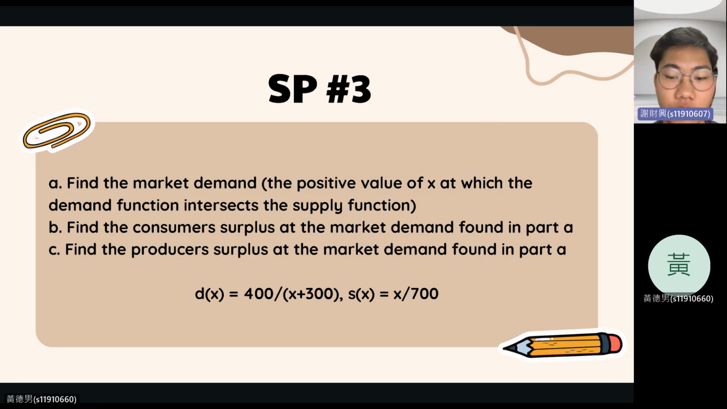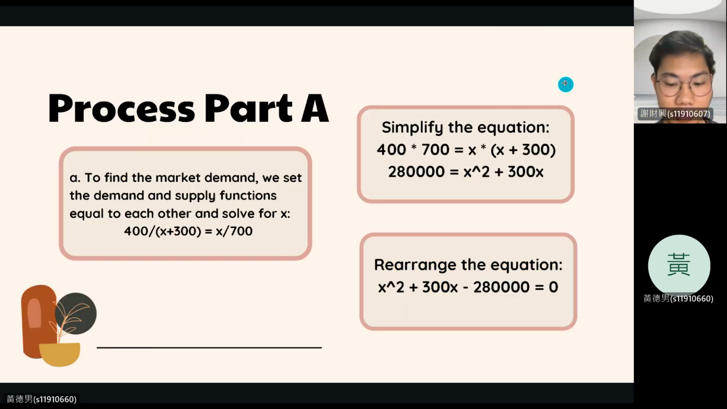For the first part, we need to find the market demand, which is the positive value of x at which the demand function intersects the supply function. For the second part, we need to find the consumer surplus at the market demand found in part A. And for the last one, we need to find the producer surplus at the market demand found in part A. We are given D(x) equals 400 divided by (x plus 300) and S(x) equals x divided by 700.